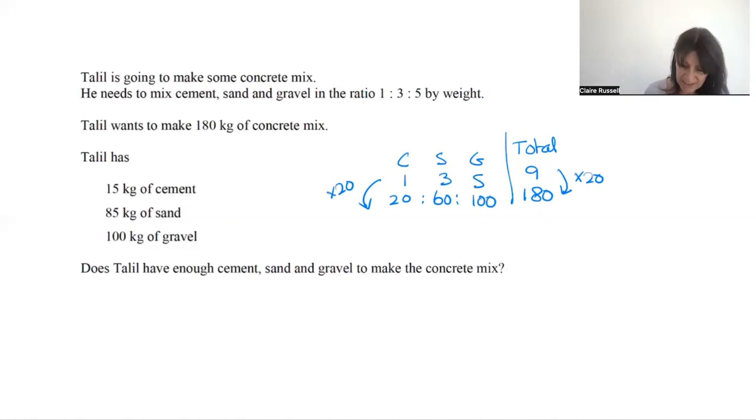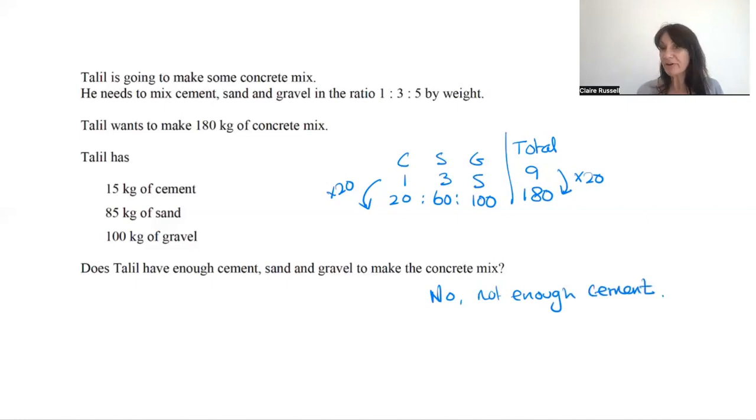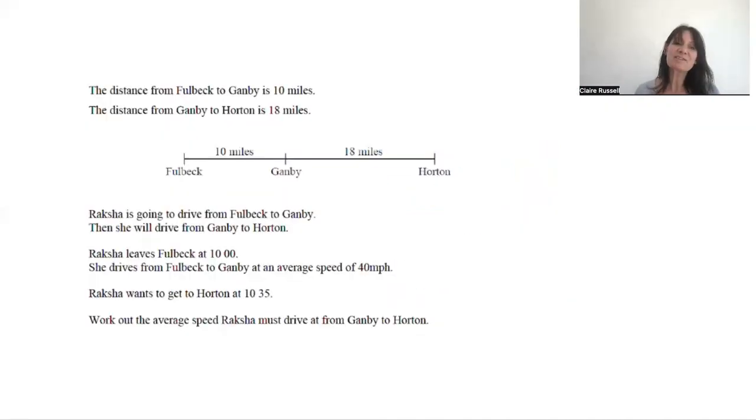Now I need to answer the question, do we have enough of everything? We are going to need 20 kilograms of cement, and we only have 15. I don't even need to check the rest. I already know the answer to that is no. We don't have enough cement. And it would be sensible just to make that really clear. Now your methods may be different. I'm obviously using the methods that I use in school with my class. It doesn't really matter as long as you have your method very clear and you're obviously getting the same answer. All right, next question. Hit pause and press play when you're ready.